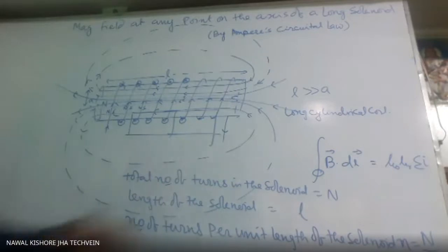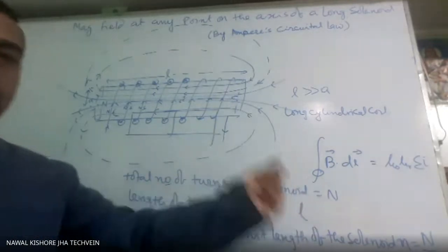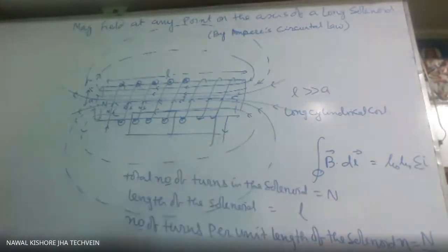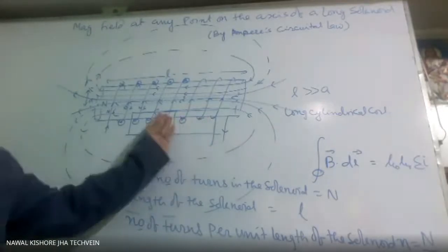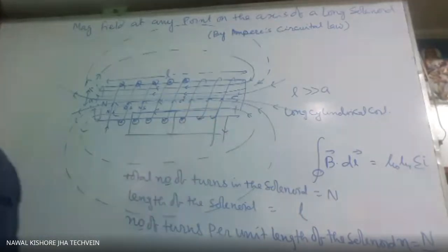Now suppose the number of turns is 3 per centimeter, and we have considered 10 centimeter length. Naturally, 30 turns will come in the loop.